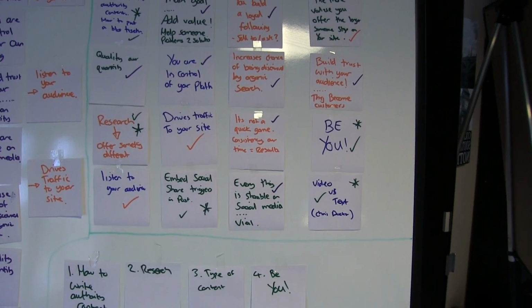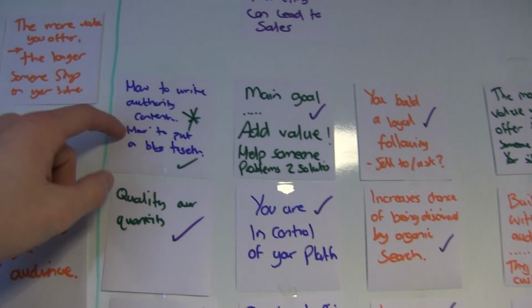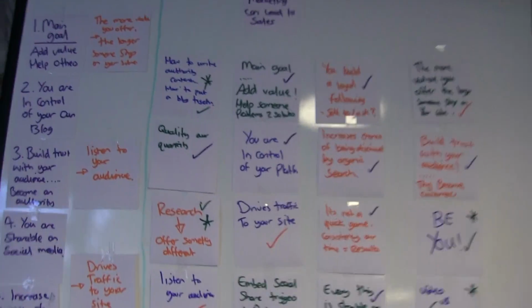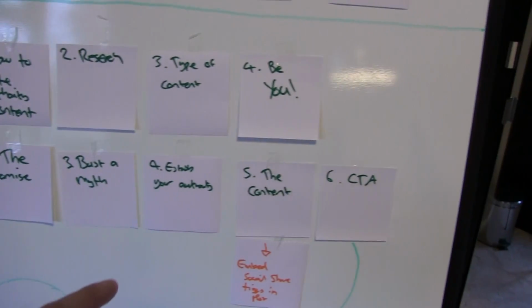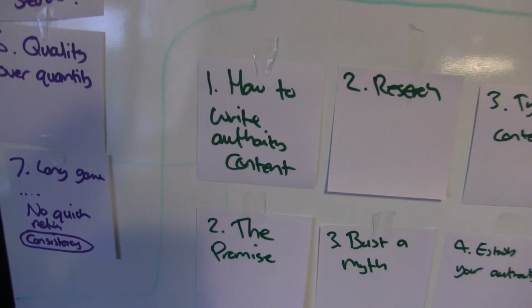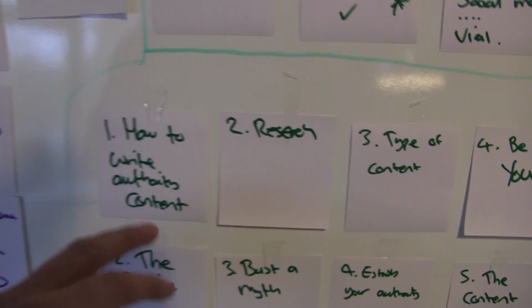And then the first thing that stuck out to me was how to write authority content, okay, how to put a blog post together. That's a second blog post in itself, guys. So what I've done now is I've put this down here. This is the second post, okay, this is the second post. So you can see here how to write authoritative content. That's the title of the post.